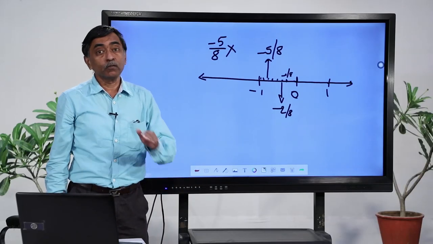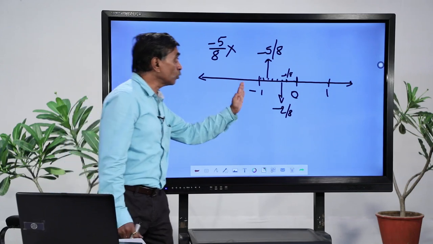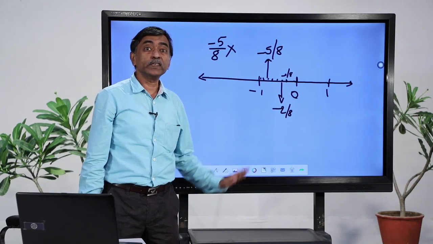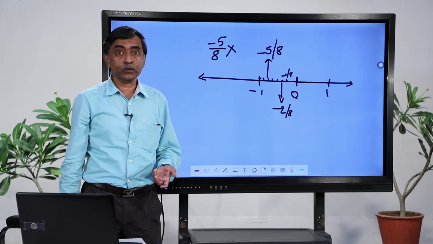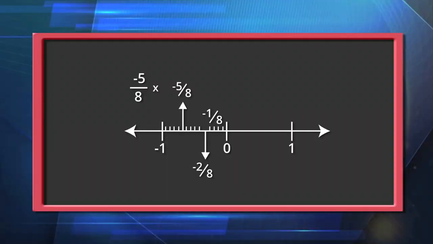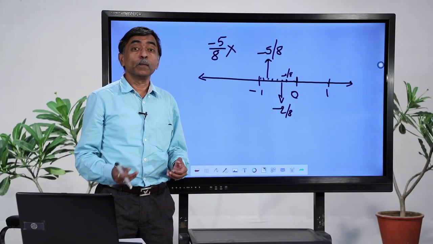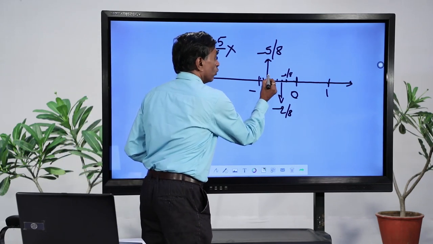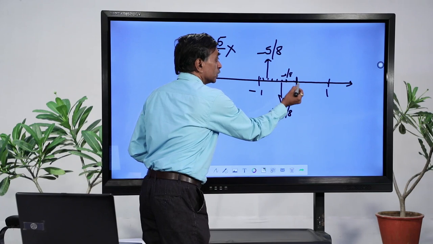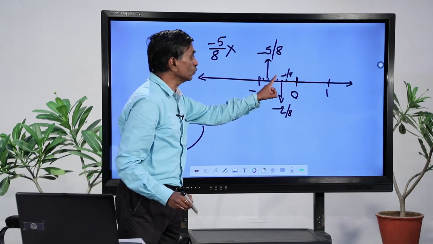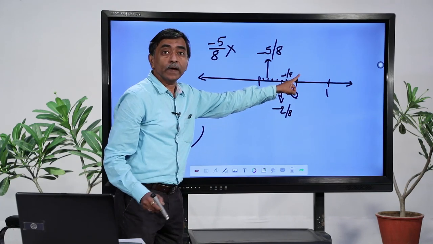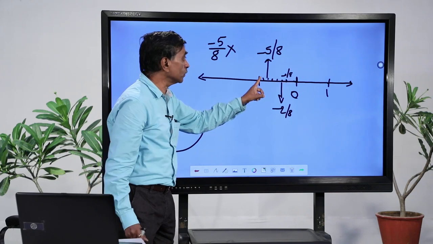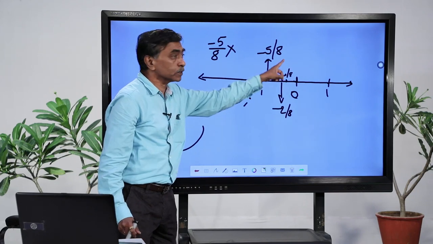And the question is, which is the nearest integer now? Out of this minus 1 and 0, which integer do you think will be the nearest one? How will you see that? Will you try to measure it? You can do that also, but try to think of a process of doing that. Try to see how many jumps you have to take to reach 0. You have to take 1, 2, 3, 4, 5 jumps from this to this, this to this.